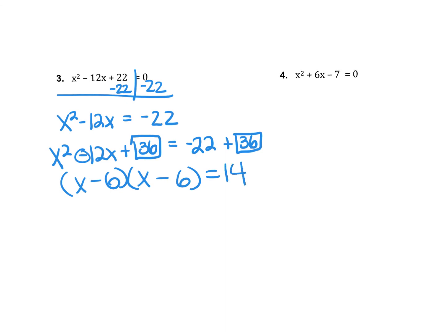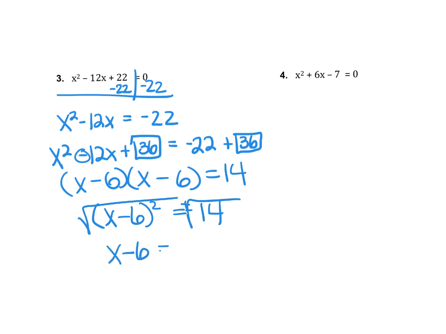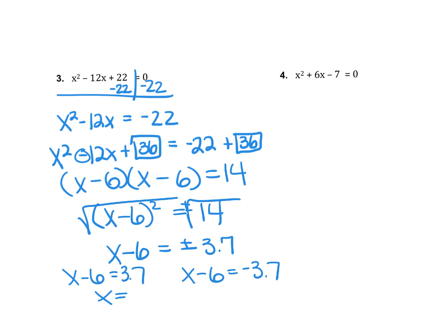All right, so now I'm going to have x minus 6 squared is equal to 14. So we're going to take the square root. So x minus 6 is equal to plus or minus, when I take the square root of that, 3.7. All right, so I have x minus 6 is equal to 3.7, and x minus 6 is going to be equal to negative 3.7. And so I'm going to have two values here, and x is going to be equal to 9.7, and x is going to be equal to 2.3.